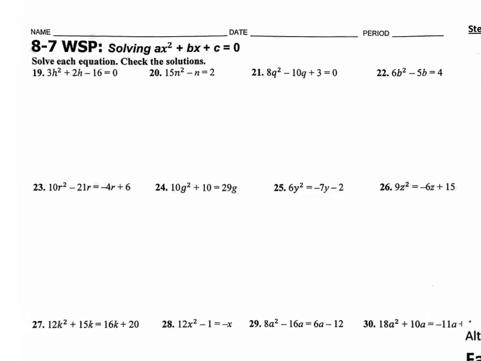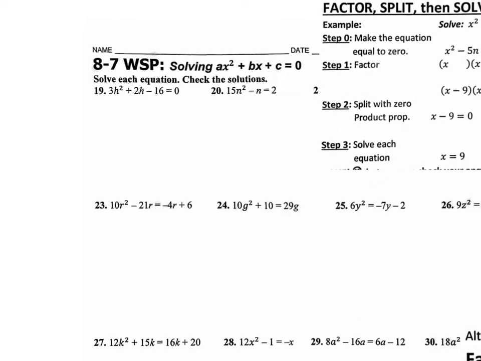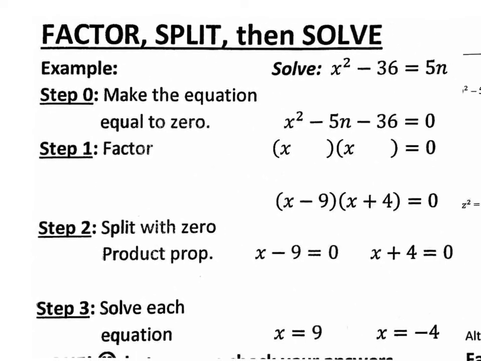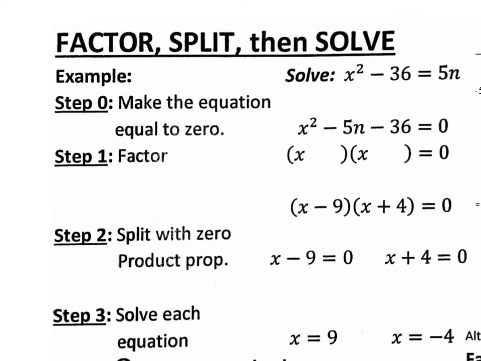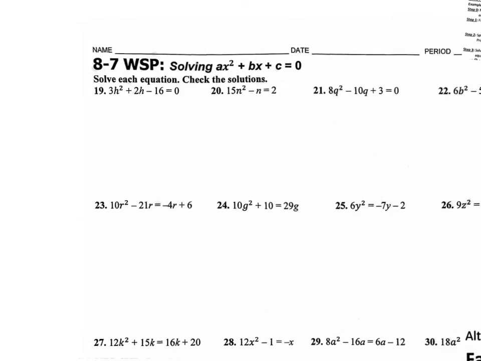So on number 19, on this whole backside, we need to factor, split, then solve, right? Factor, split, then solve. We factor it to be able to get multiplication. We split it once it's set equal to 0 using the zero product property. And then obviously once we split it, it becomes two simple equations that we're able to solve. So factor, split, and solve is what we're doing on this backside.